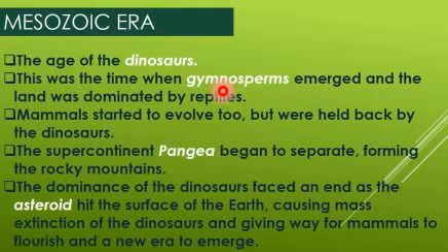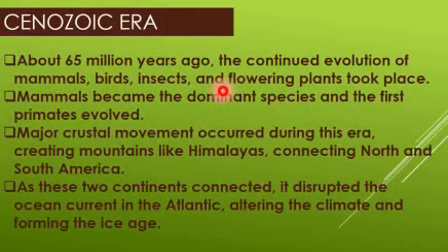At dahil dito sa mga asteroid na to, ito yung dahilan kung bakit nagkamatayan, no? Nag-extinct etong ating mga dinosaurs dahil sa mga asteroids na yan. And then, last era natin is Cenozoic era. So about 65 million years ago, the continued evolution of mammals, birds, insects, and flowering plants took place, no?